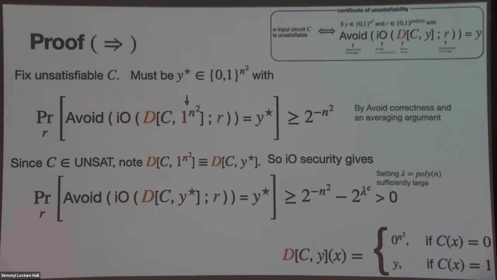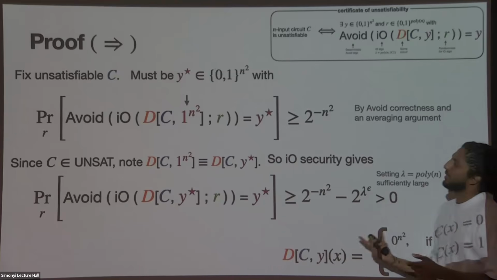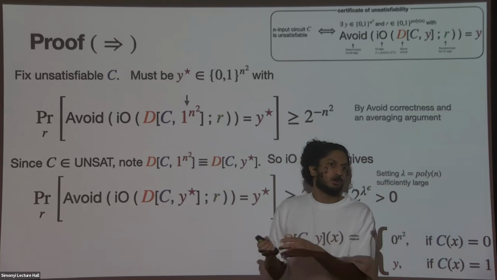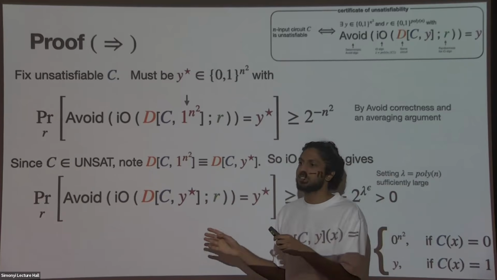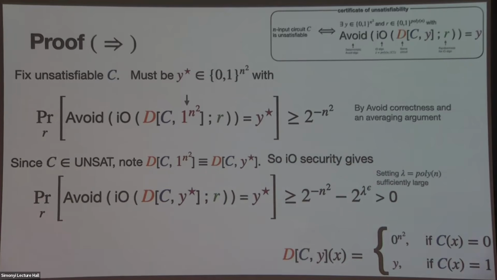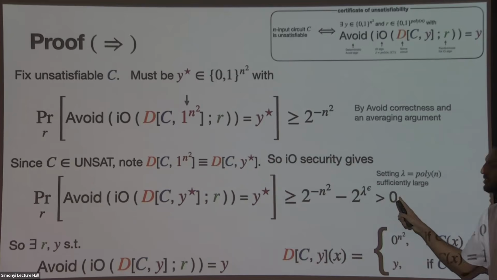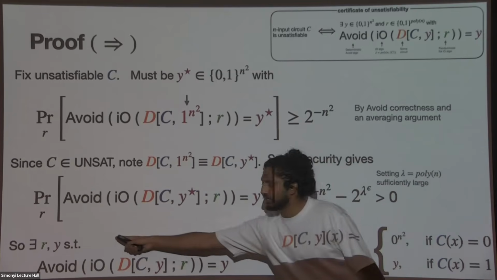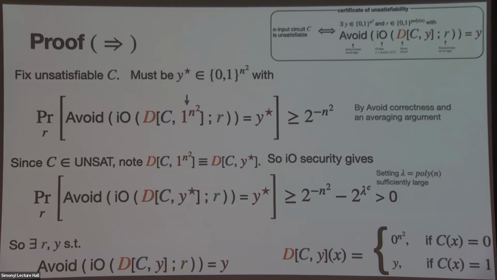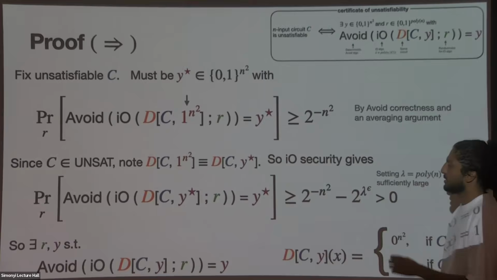Also want to remark that this is the place you use that avoid has a poly-time algorithm. Good. This event, you need to be able to check it efficiently in order for the indistinguishability to work nicely. So it's important that avoid is running in polynomial time. Okay, and if this probability is greater than 0, then surely there exists some R and Y such that the event holds. This is the only place you use deterministic? Good. So deterministic is used.